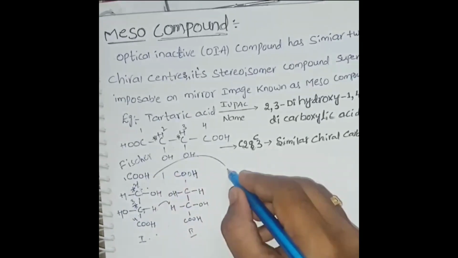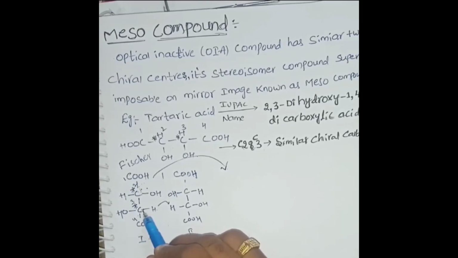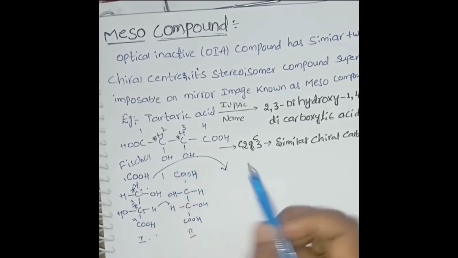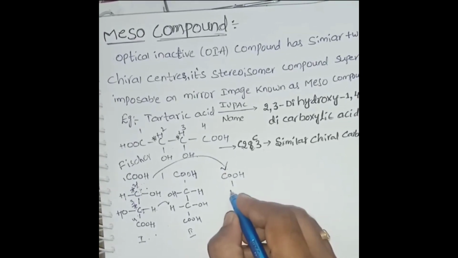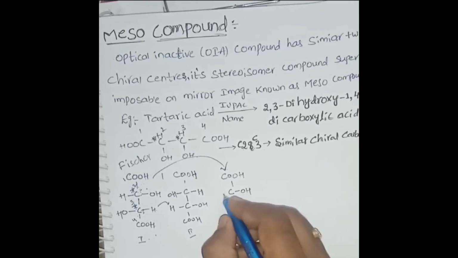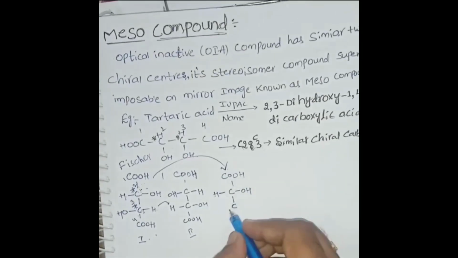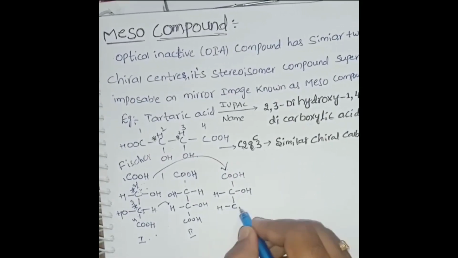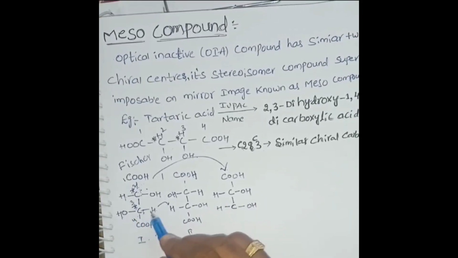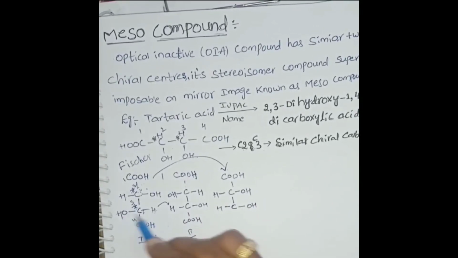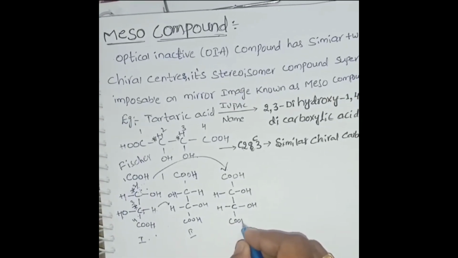Now I rearrange the groups at the third carbon of the first form of tartaric acid. I write the carboxylic acid as before. At the second carbon I write the same. At the third carbon, on the left side I write hydrogen and on the right side I write the hydroxyl group. So I rearrange the positions of these groups at the third carbon and the carboxylic acid.